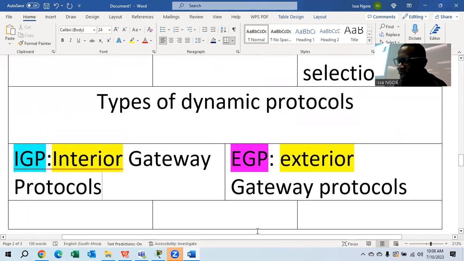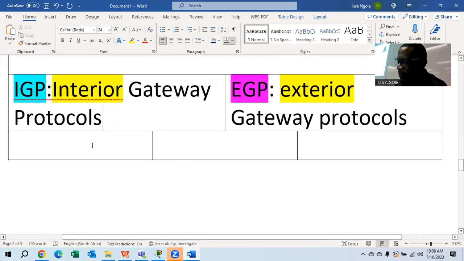Now I don't know how to split this one. How am I gonna split it now?